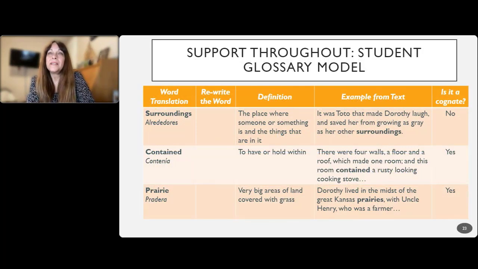And this is a glossary model that demonstrates another way to support students. For older students, glossaries might be organized as above, with a space where students can review the word to help them remember. Glossaries can also be constructed so that students fill in some of the information provided above, such as translations, examples from the text, cognate status. This is just another way to really reinforce comprehension and meaning.